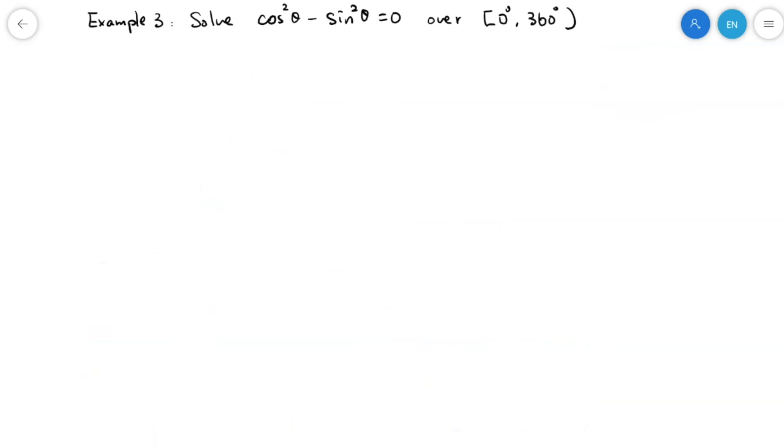So let's do one more example using the zero factor property. So this one, example 3, we want to solve the trigonometry equation cosine squared theta minus sine squared theta equal to 0. We want to solve it over the interval of 0 to 360. So the equation cosine squared theta minus sine squared theta, this is a special form, a squared minus b squared equal to 0. We can factor it into a minus b times a plus b equal to 0.